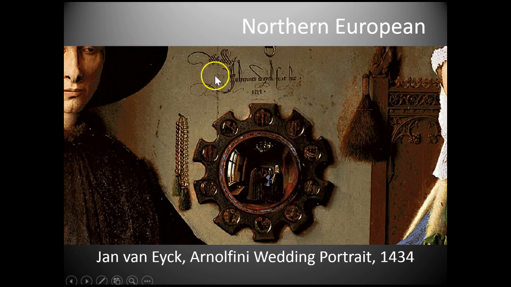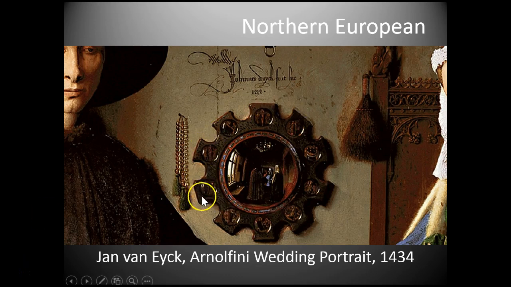And also we see that it is signed. We talked about this with Van Eyck's self-portrait, that it was unusual for artists to sign their work, but this is also showing you the identity of the artist and the self-awareness that artists were starting to have in terms of their talent and their place in time. So it has been signed by Van Eyck, and in the reflection, we see some other figures that we couldn't see before, and it appears that there are two witnesses that are also in the room.